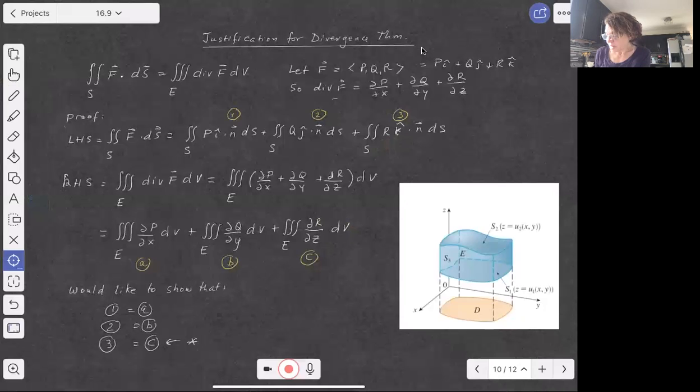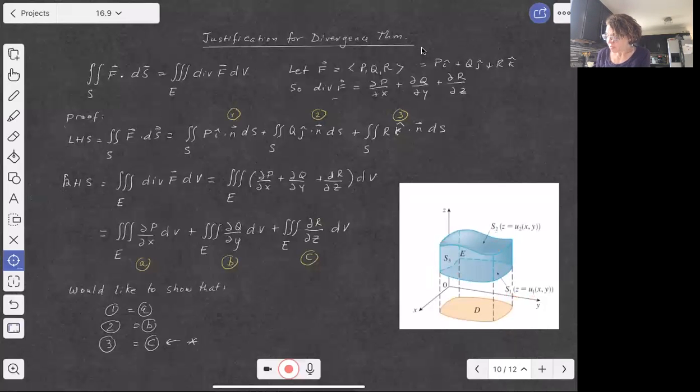For this to work, we're going to assume that here's our surface S, and we're going to assume that the top part of S is given as a type 1 region. So the top part, which is labeled S2, z may be written as some function u2 of x and y. The bottom part, which is S1, z may be written as u1 of x and y. And then we have the side S3.